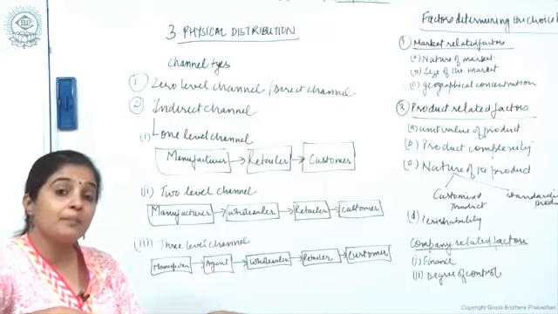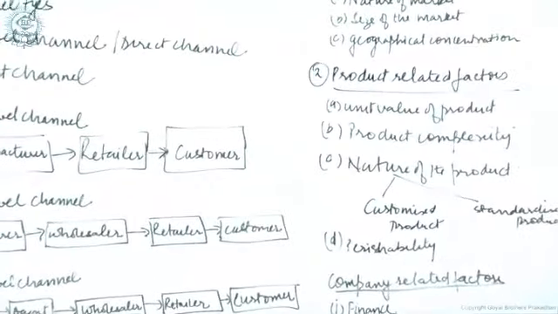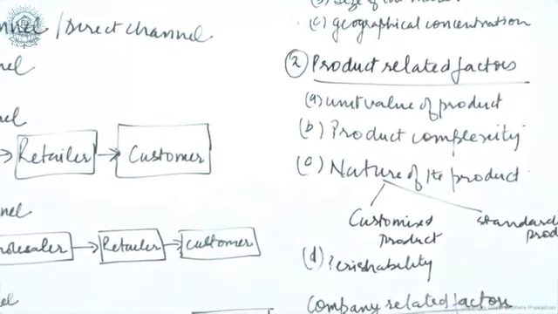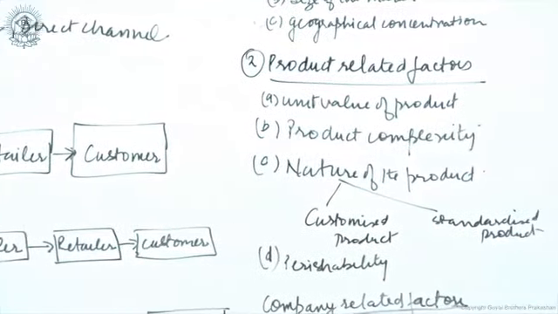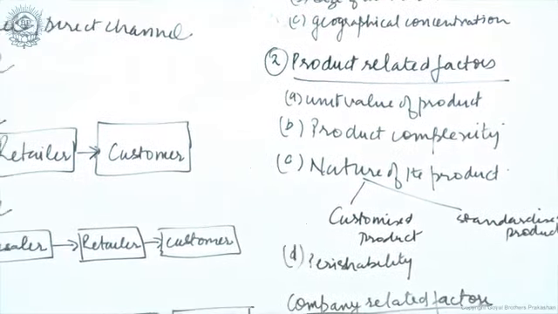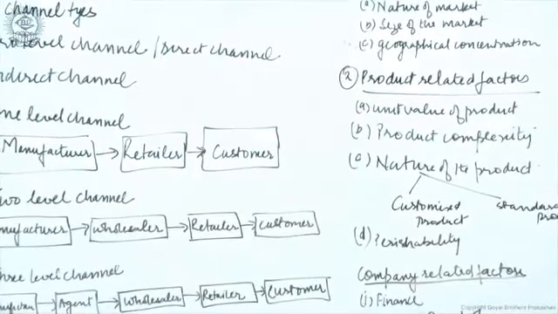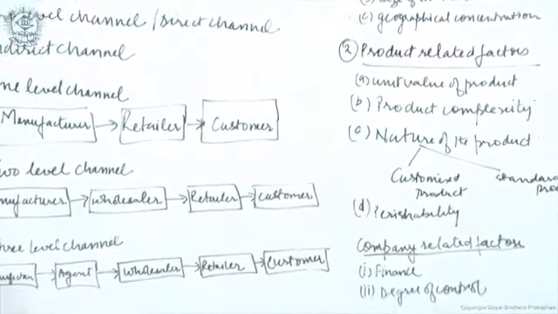Then coming to perishability. If the product is very perishable, meaning it spoils quickly, in that case zero level channel is preferred, right? For perishability, the shortest possible channel, and for non-perishable we can take any channel that we wish to, right? Now what are the company related factors?